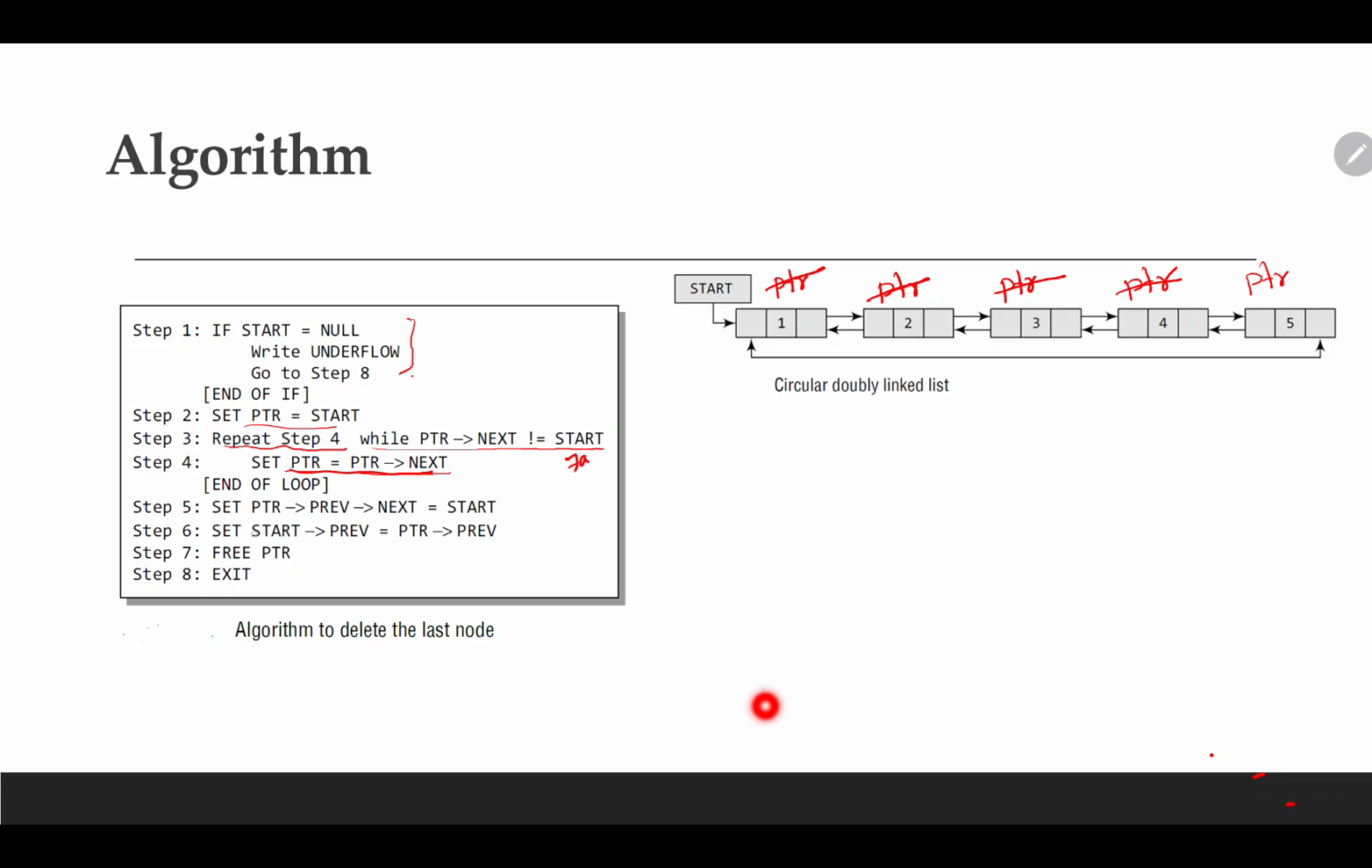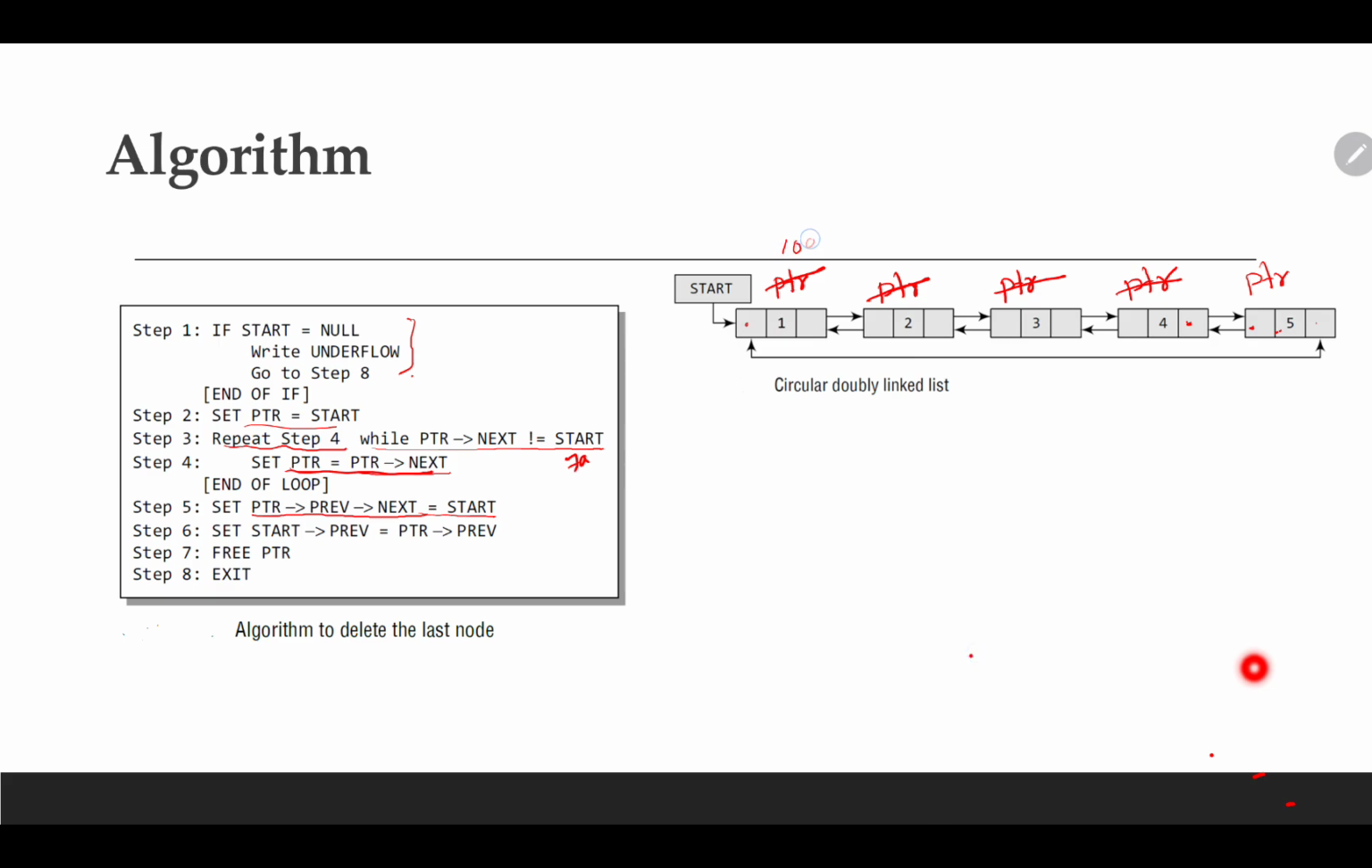So what we have to do is execute the statement ptr->previous->next = start. Okay, ptr->previous, what is that node? So this is the previous node. Sorry, this is the ptr node, and the previous node is this. So this previous node's next should be start.